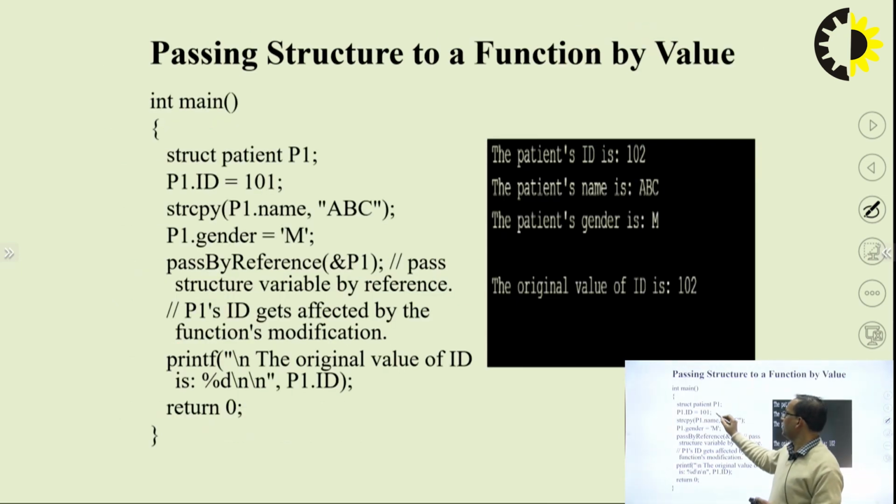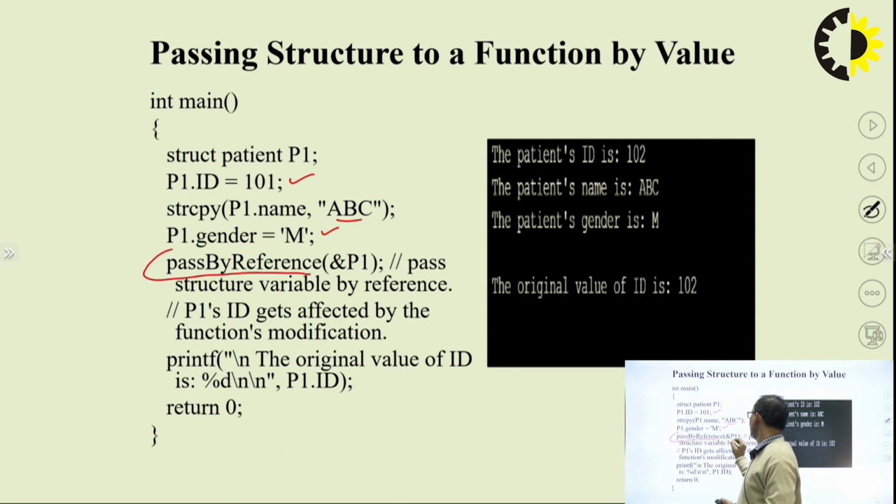Inside the main function we are assigning p dot ID 101, p dot name ABC, and p dot gender M. Since this is the call by reference method, we will pass the address of the structure variable, using the address-of operator. We are using this because we have to change this value inside the function. Again, here I am printing this.